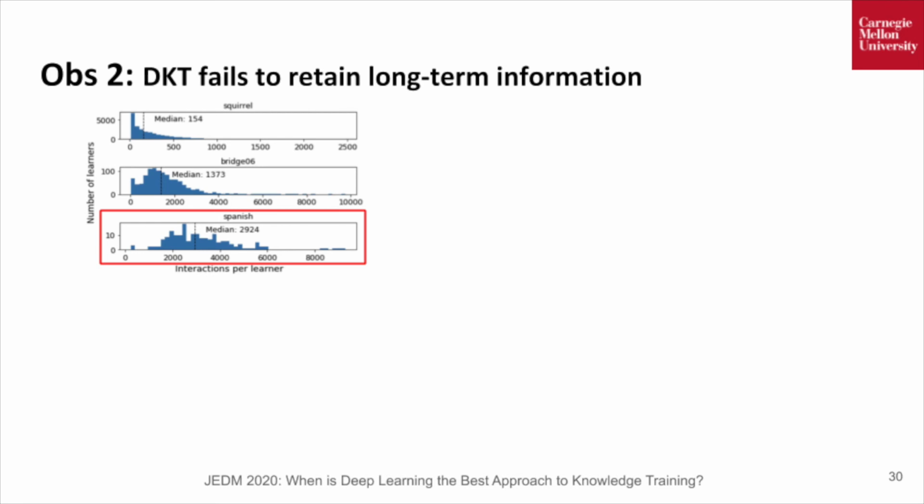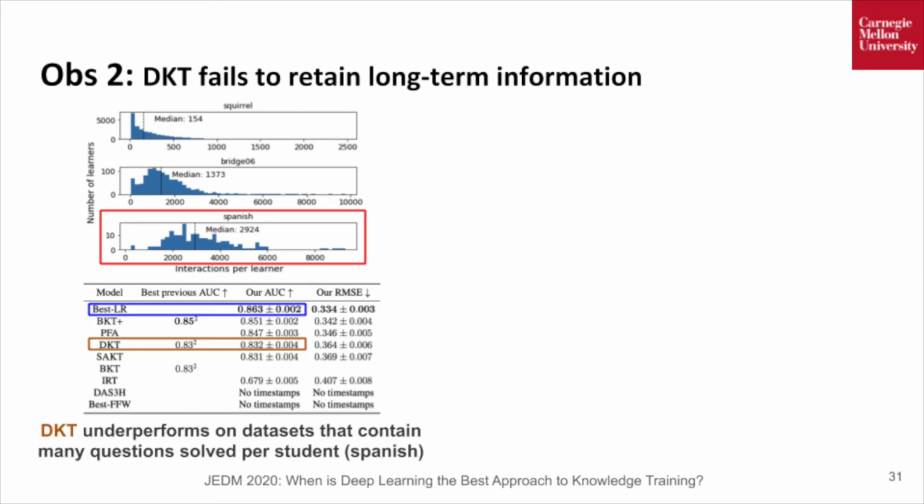Our second observation is that DKT fails to retain long-term information. This plot shows the distribution of the number of interactions per learner. Most datasets exhibit a power law distribution with up to a few hundred questions answered for the typical learner, like the Squirrel AI dataset on top. But some datasets, like Spanish, are outliers. They do not exhibit a power law distribution and contain thousands of interactions per learner.